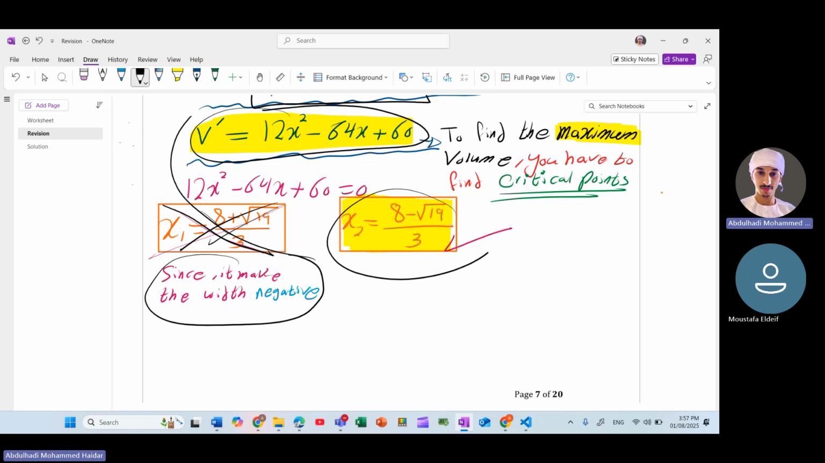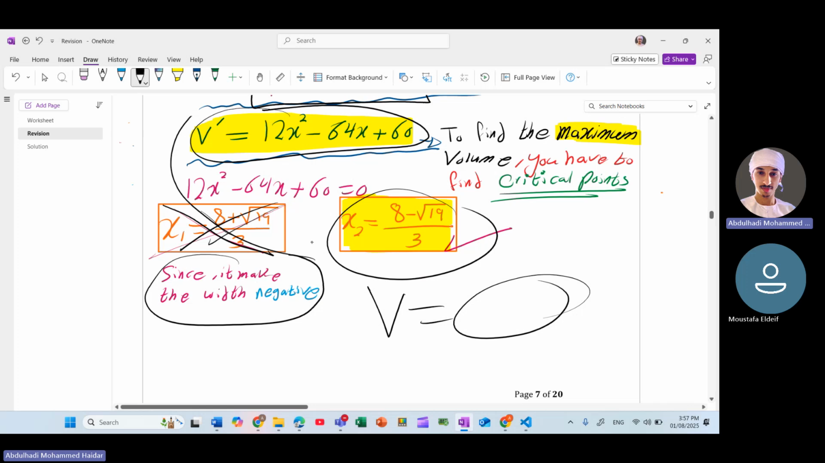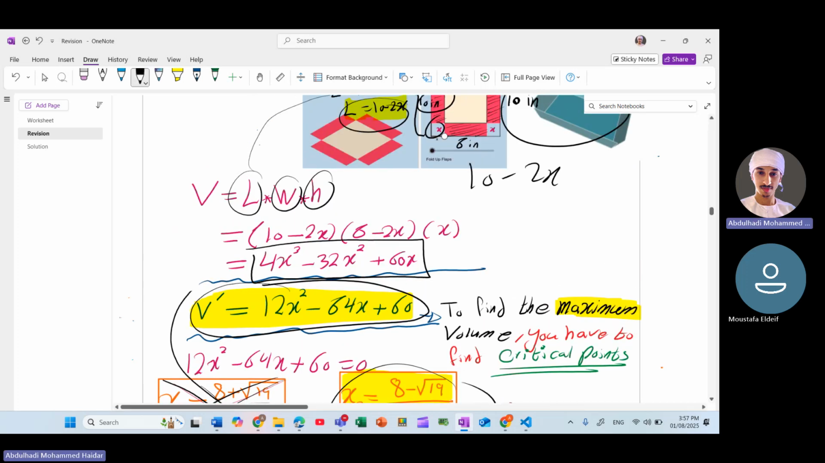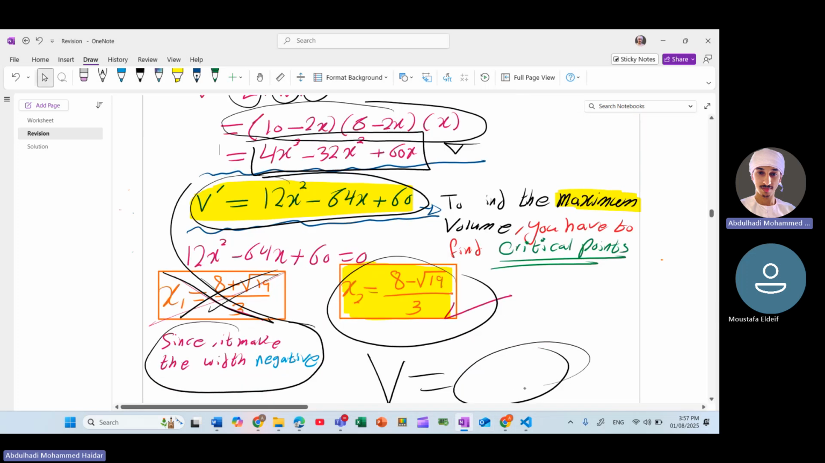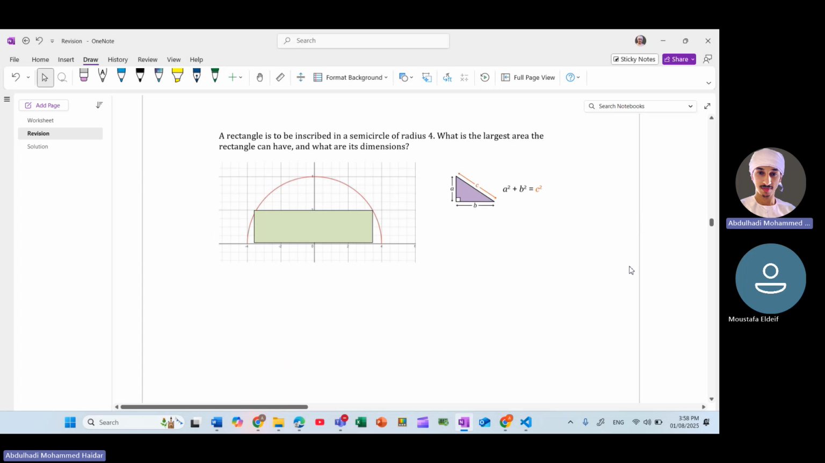But this one makes sense. If we substitute, you are going to have the length, the width, the height, and then just find the volume. Substitute x here, and you're going to have the volume as a positive number, not like the first x. If you substitute that one, you're going to have a negative number. This one is same as we did, okay? But it has a small idea.